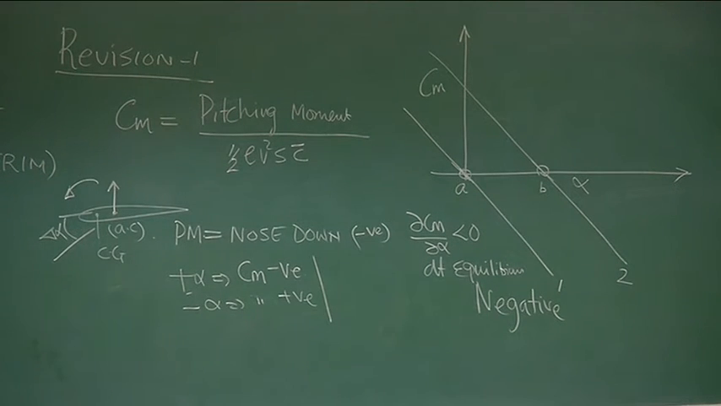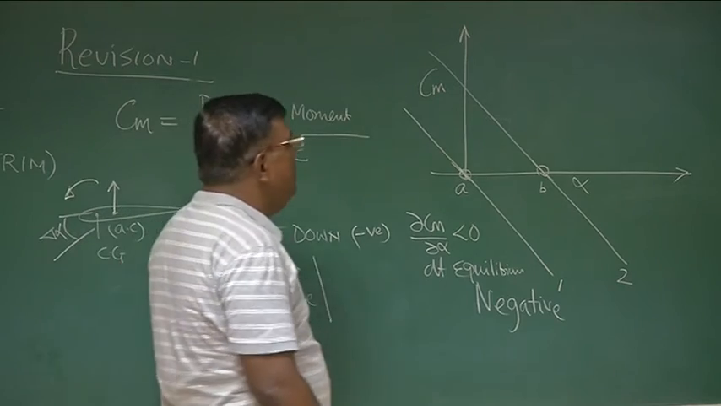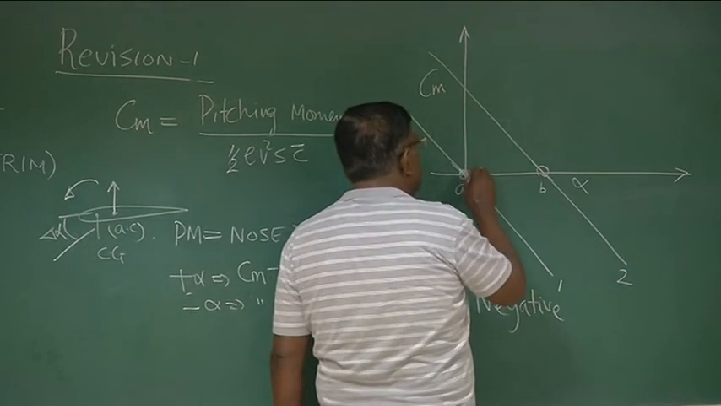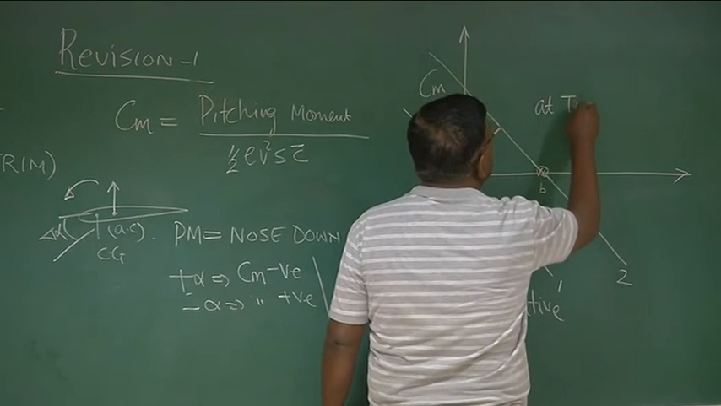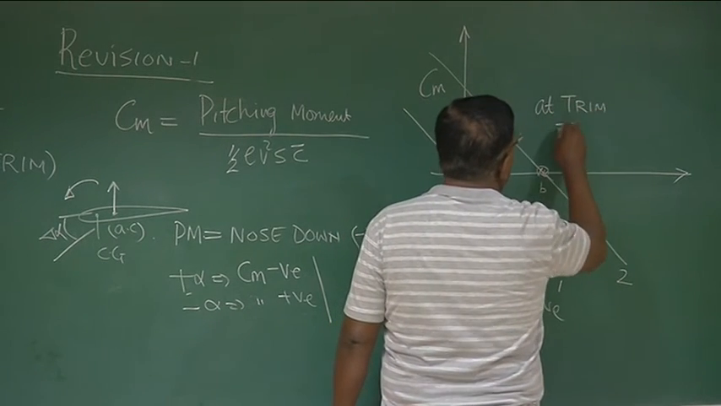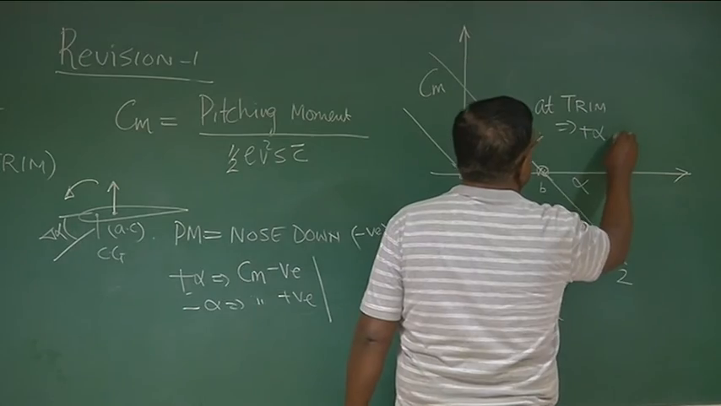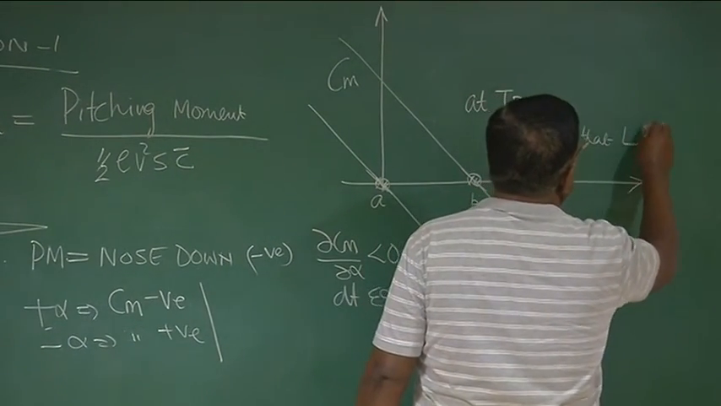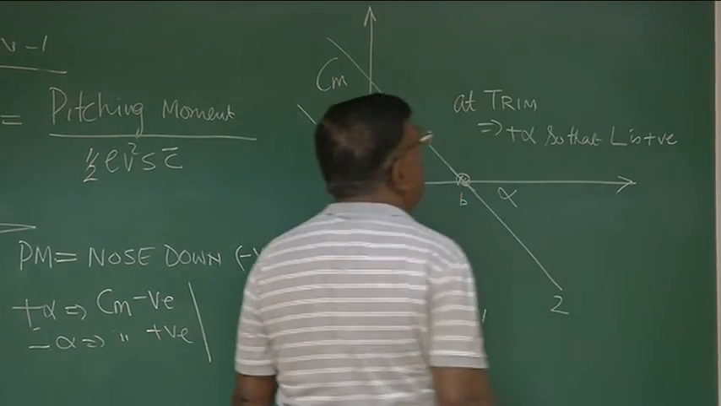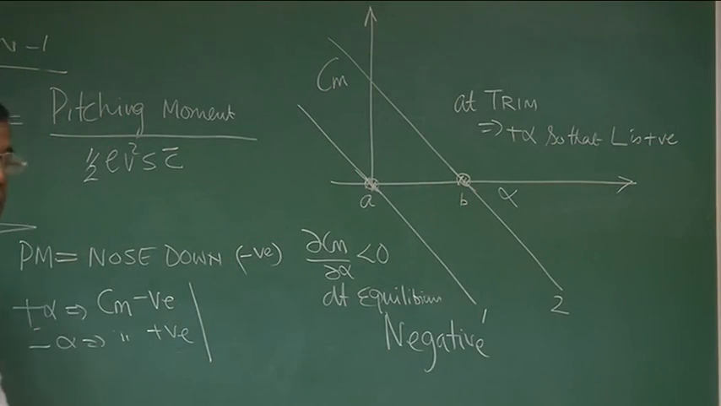But what was the difference? We found out, after all, at trim or equilibrium, I want positive alpha so that the lift is positive. After all, lift equal to weight is one of our equilibrium points.